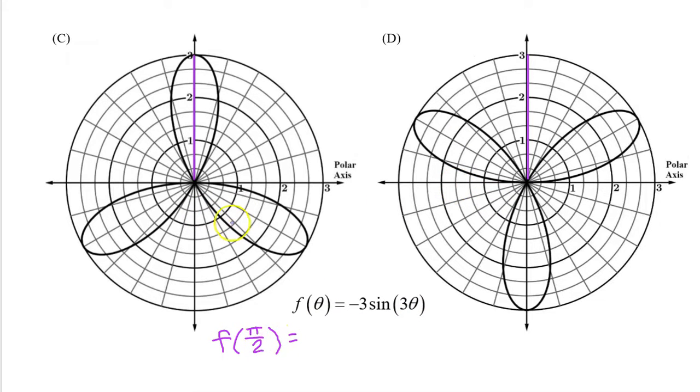Let's try f at pi over 2. If I get 3, I know that C is the answer. If I get -3, I'll know that D is the answer.